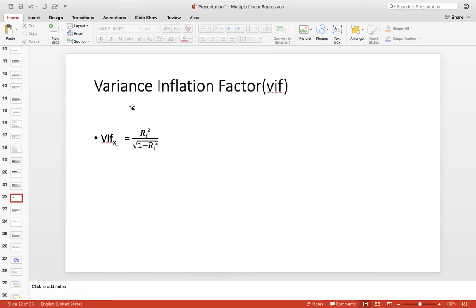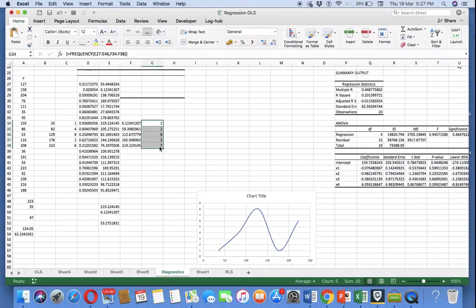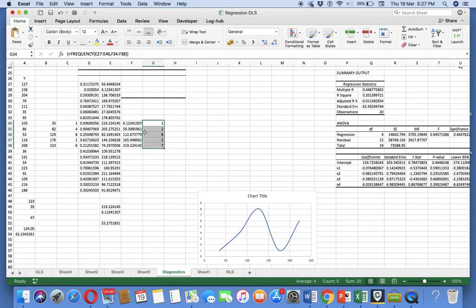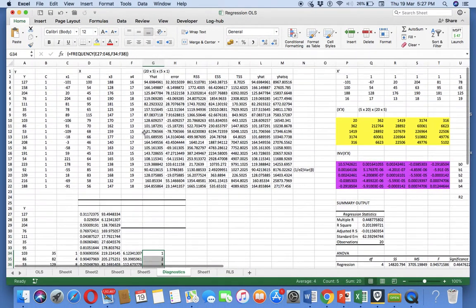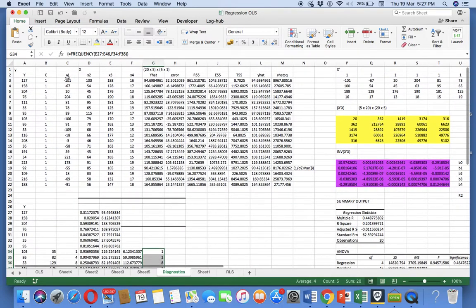Multicollinearity is the interdependence between the independent variables. So the formula for multicollinearity uses Ri. You get a VIF for each variable. The VIF for x1 is equal to Ri squared divided by the root of 1 minus Ri squared. Okay, so now we will see how that is done. I will go back to the data. These are my independent variables, x1, x2, x3, x4. Now I'm calculating the VIF for the first variable.